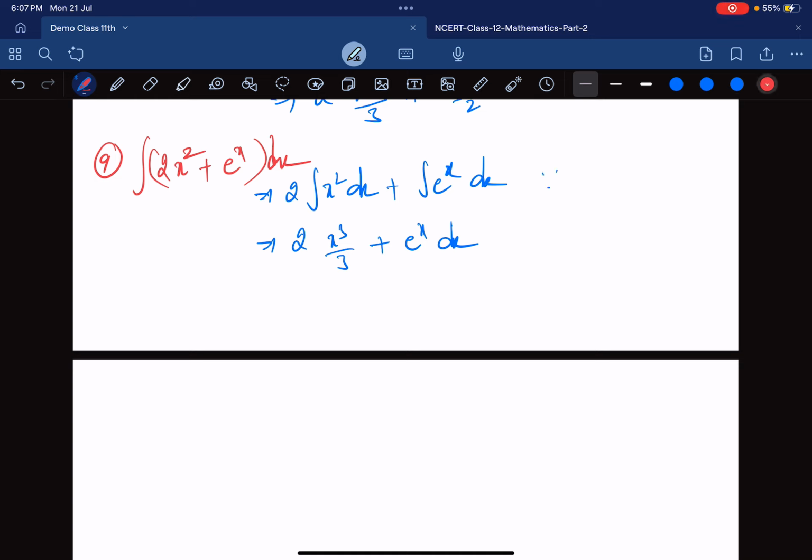So we use the formula: the integration of xⁿ dx is equal to xⁿ⁺¹ by n plus 1, plus c.